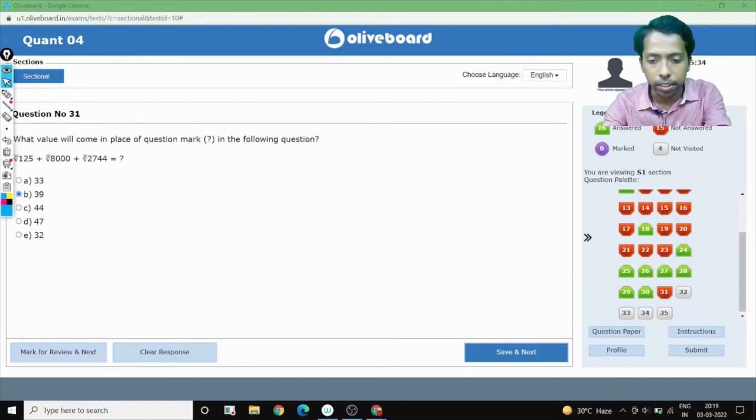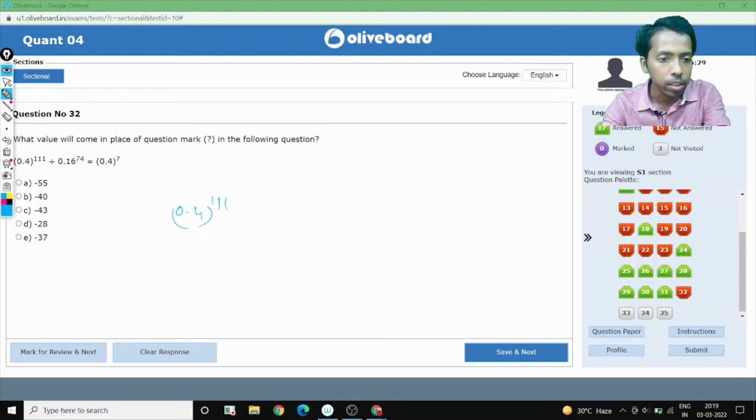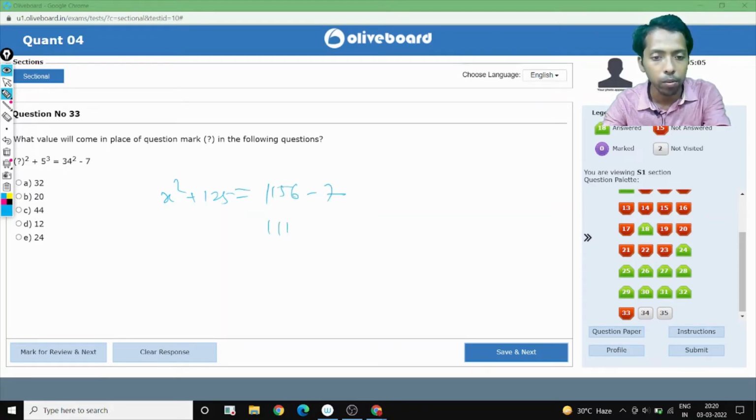These are easy questions, right? You can solve them very fast. 0.4, 111 minus 148. That means minus 37. x square plus 125 minus 16, 256. That is 16. 1156 minus 7. This is equal to, so 1149, 125, 1024, 32. Right.